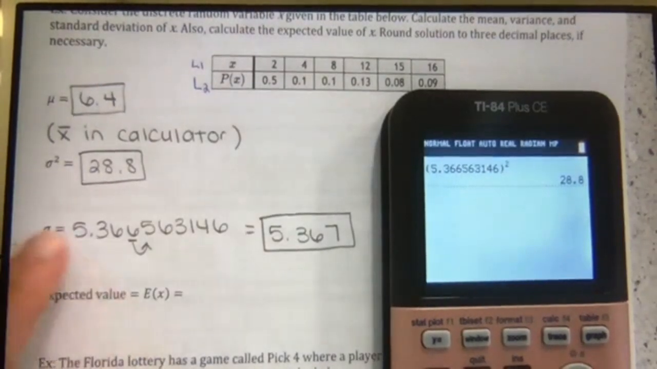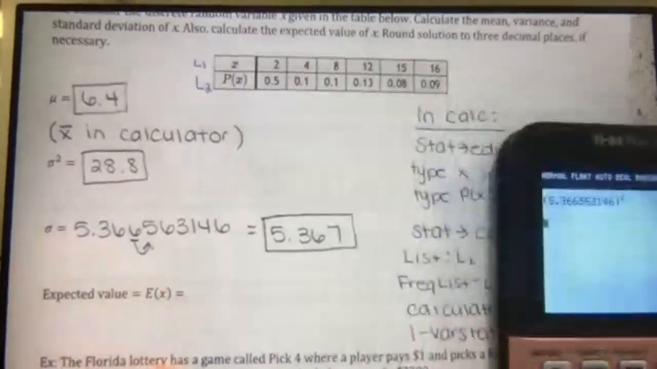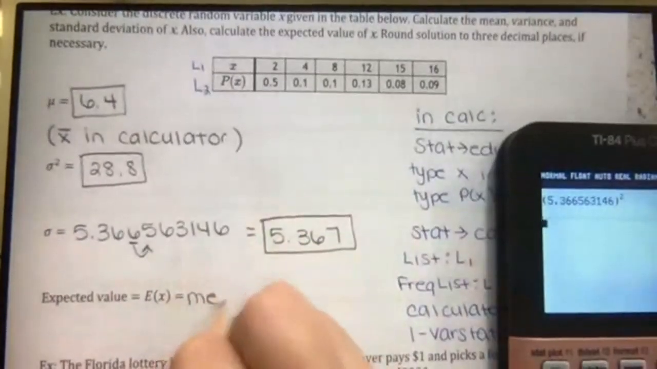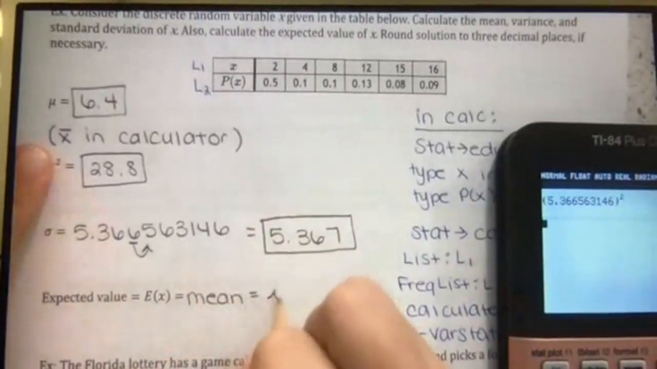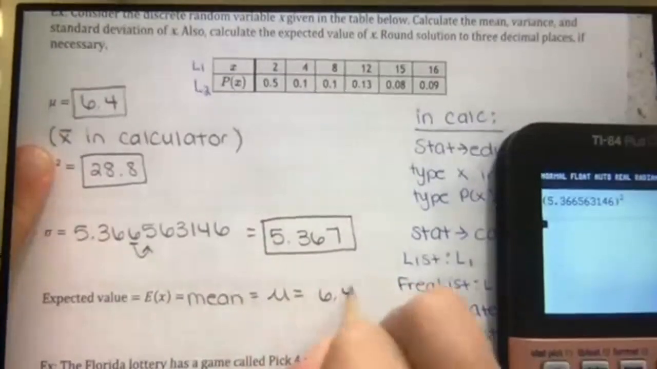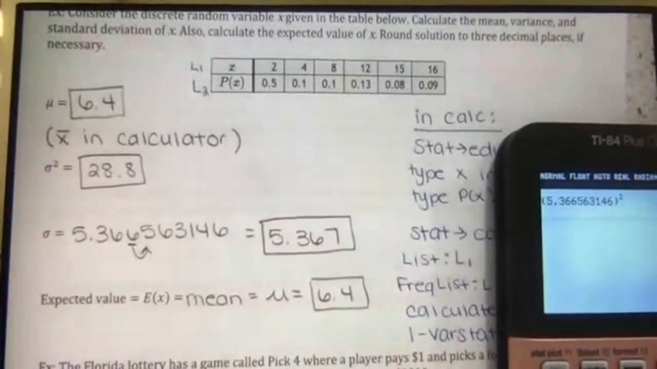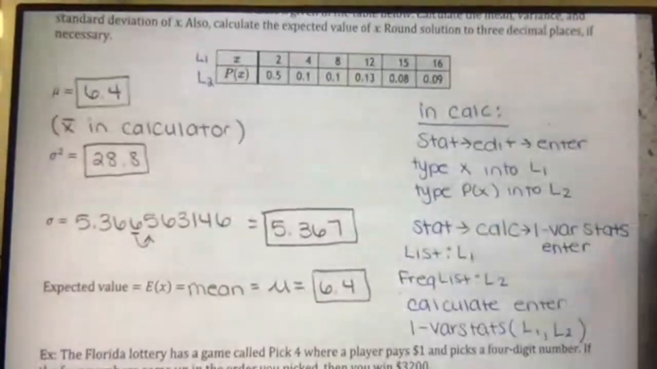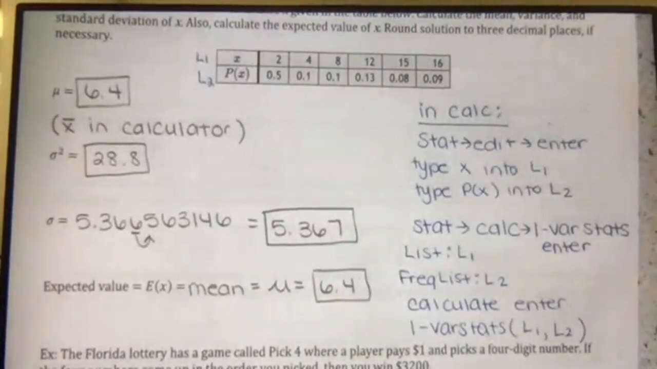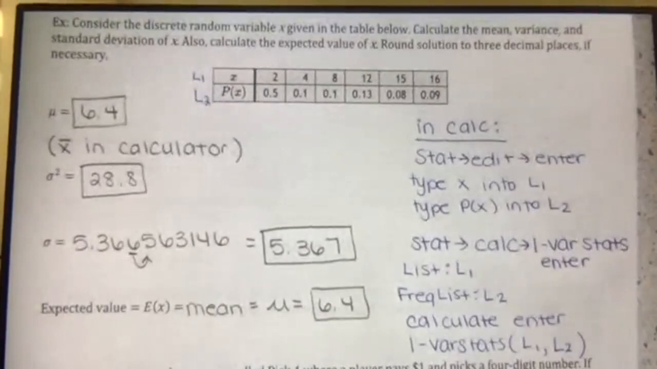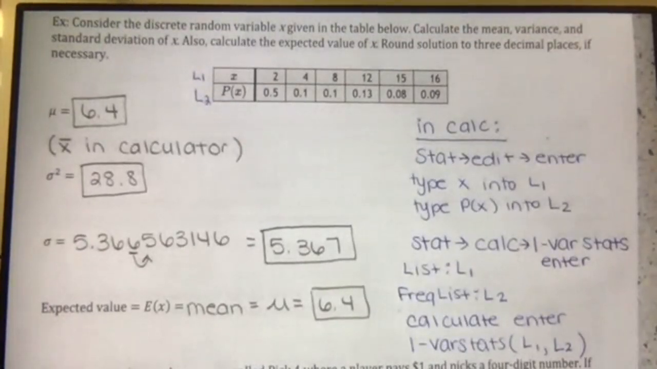So last but not least, our expected value, which is E of X, which is the same thing as our mean, which is the same thing as mu up here, which is 6.4. And that's it. So we really like these calculators. They were worth every penny because that made that problem a lot better. Questions about calculators or questions in general about this problem before we do this last problem, and then we'll take a break.